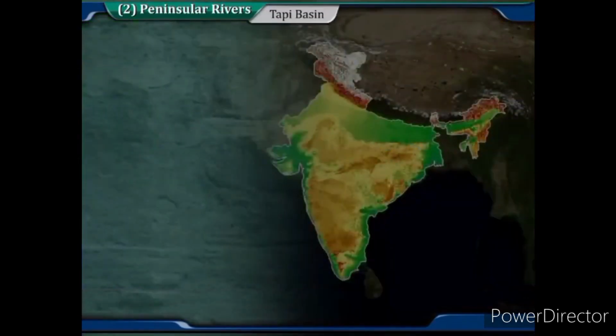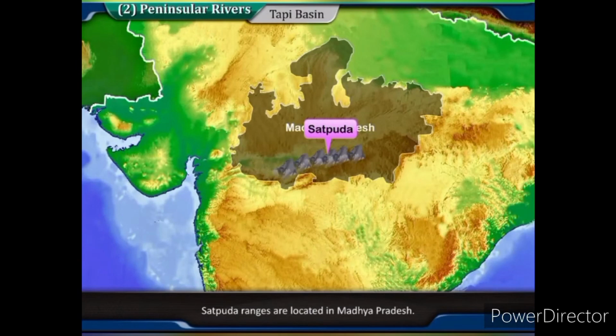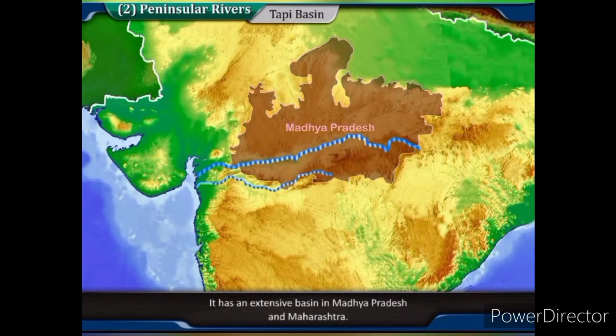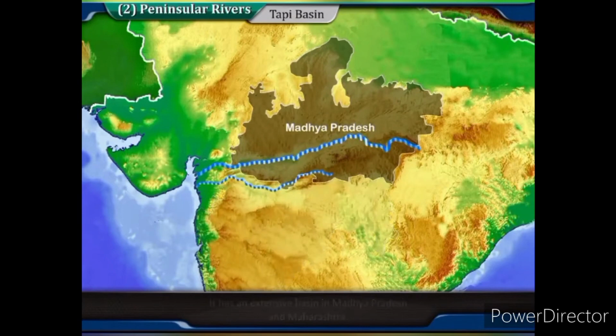Tapi Basin. Satpura Ranges are located in Madhya Pradesh. Tapi River originates in Betul district. It flows in a rift valley parallel to Narmada and meets the Arabian Sea. It has an extensive basin in Madhya Pradesh and Maharashtra.